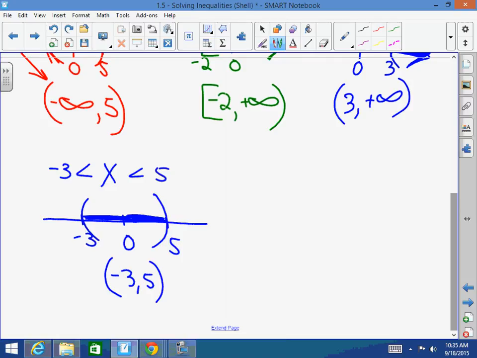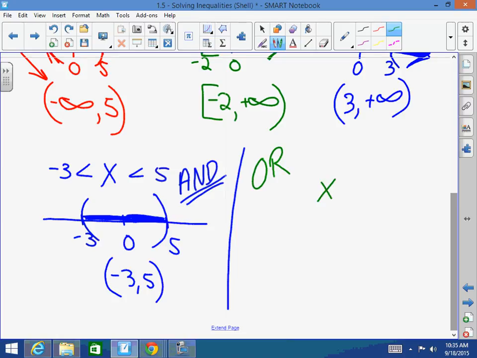Another type of compound inequality you can have, this is called an AND inequality. And we're going to go over this in much greater detail, but I'm just giving you a little heads up. There's also an OR inequality. And an OR has two potential answers. It's either or, right? So sometimes you'll have something like this. X is, let's say, less than negative 3, but greater than 5 in this case.